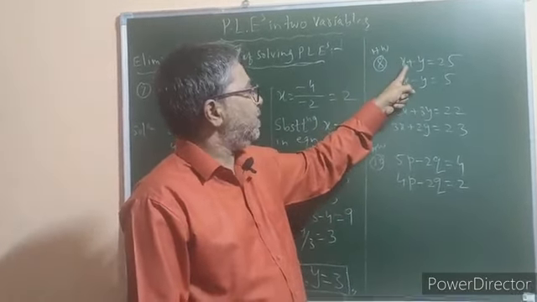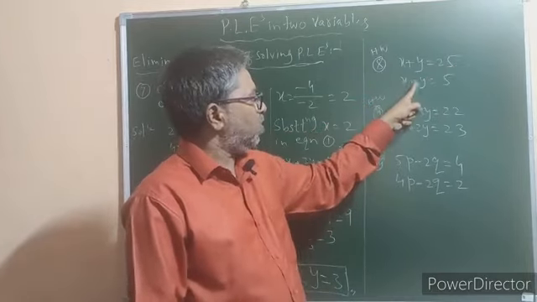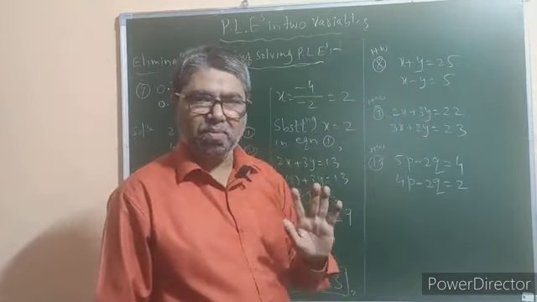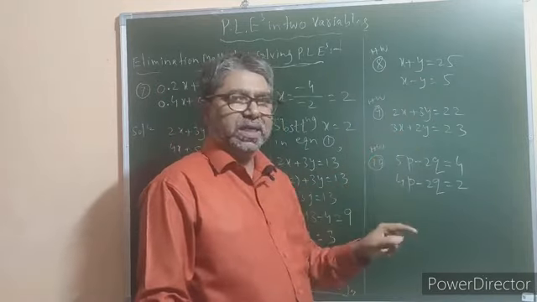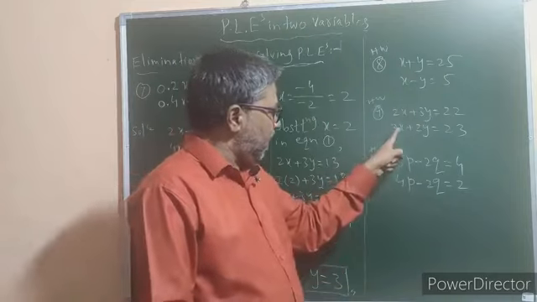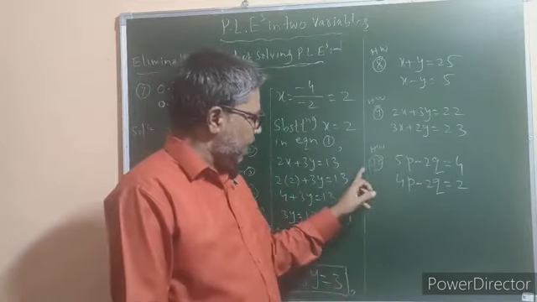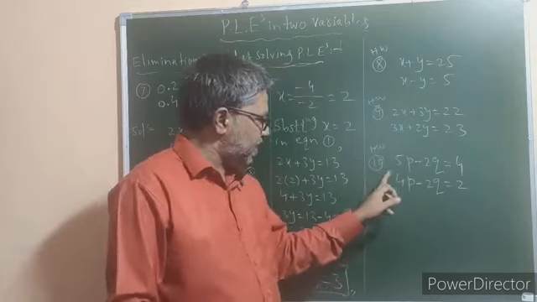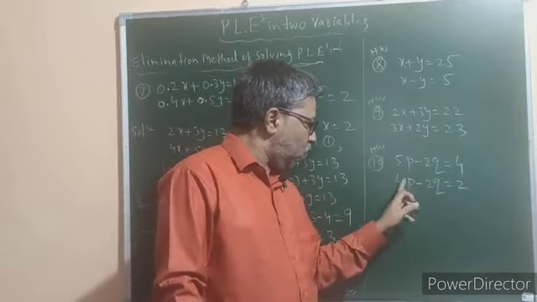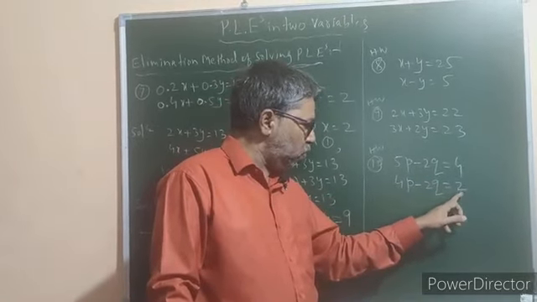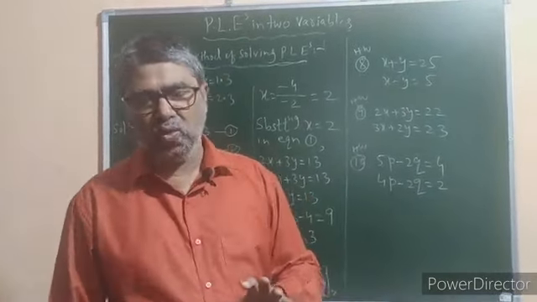Example number 8 is x plus y is equal to 25, equation 1. x minus y is equal to 5, equation number 2. Example number 9 is 2x plus 3y is equal to 22, equation number 1. 3x plus 2y is equal to 23, equation number 2. And that of example number 10 is 5p minus 2q is equal to 4, equation 1. 4p minus 2q is equal to 2, equation 2. So 3 examples I have given you for homework.